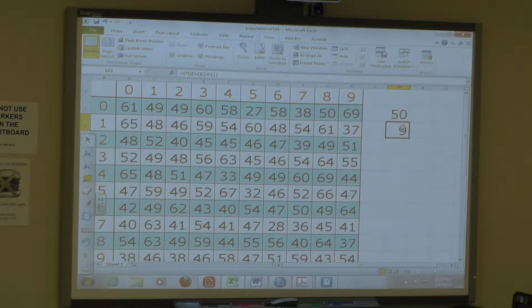In fact, they're actually normally distributed. That's a little trick you can do with Excel. You can actually generate random numbers based on a normal distribution. Okay, so there's our population. Mean of 50, standard deviation of 9.